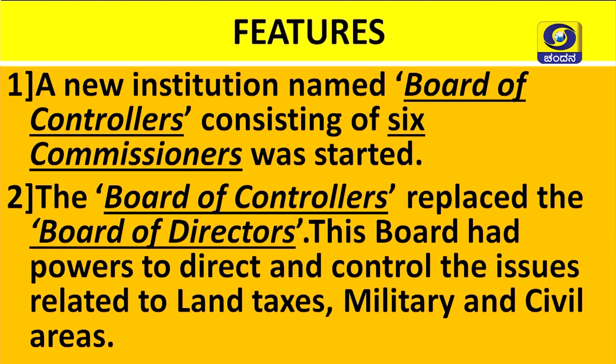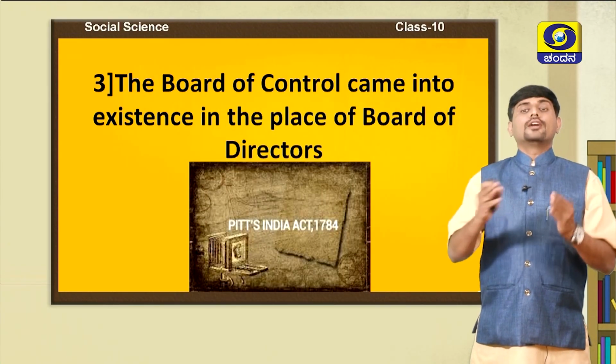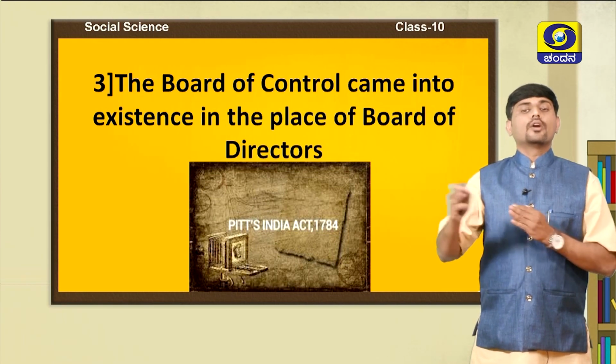There are some important features in the Pitt's India Act. The main provisions of the Pitt's India Act: A new institution named Board of Controllers consisting of 6 commissioners was started here. The Board of Controllers replaced the Board of Directors. This board had powers to direct and control the issues related to the land taxes, military and civil issues. The act also provided that the Board of Control came into existence in the place of Board of Directors.